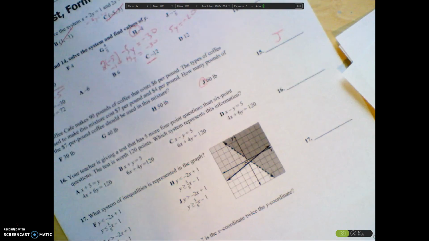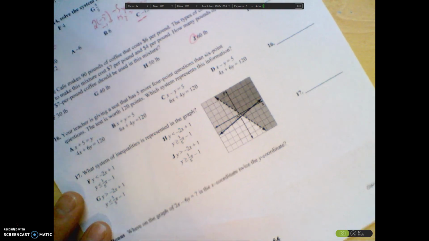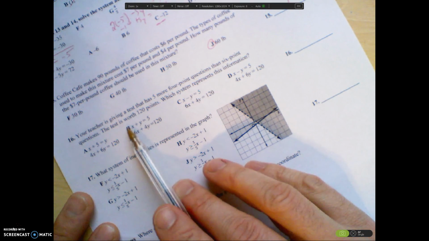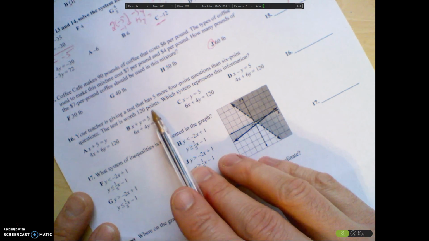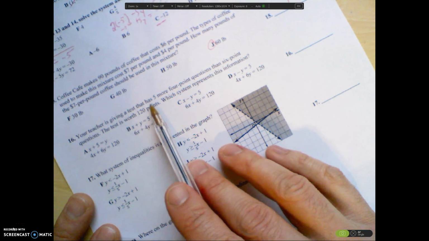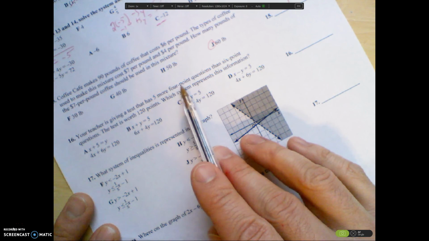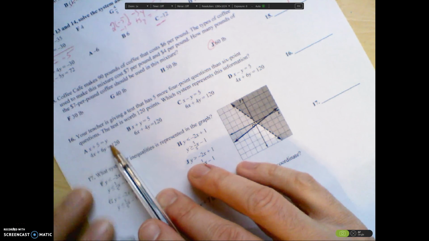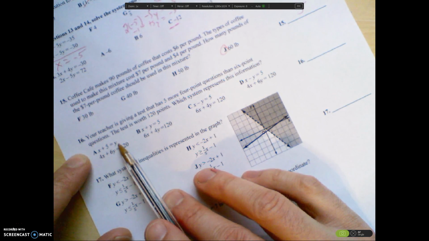Okay, I got a couple minutes. I'm going to see if I can get the last two done here. Your teacher is giving a test that has 5 more 4-point questions than 6-point questions. The test is worth 120 points. Which system represents this information? The teacher is giving you a test that has 5 more 4-point questions than 6-point questions. All right, x plus 5 equals y.